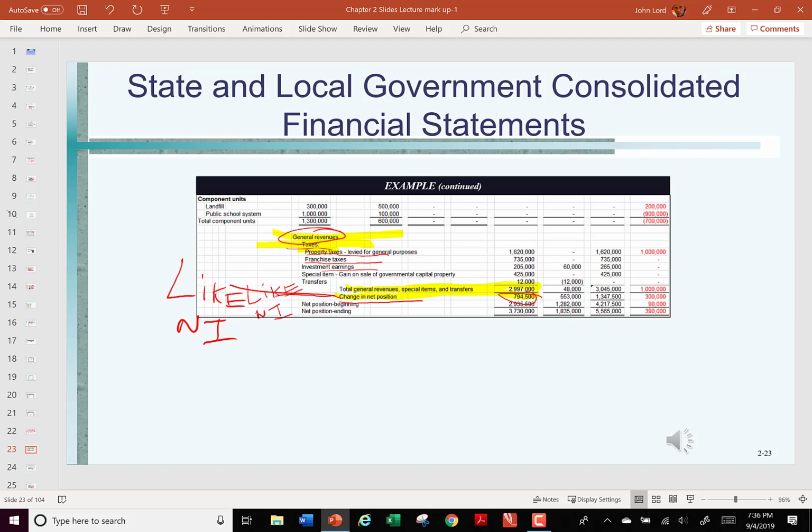Okay. Now notice we took the difference between our expenses and our revenues, and we call that change in net position. Change in net position, this 794,500 number, is like net income. But we don't call it that. We call it the change in net position. So this government had some money left over, didn't they? Didn't they have some money left over?